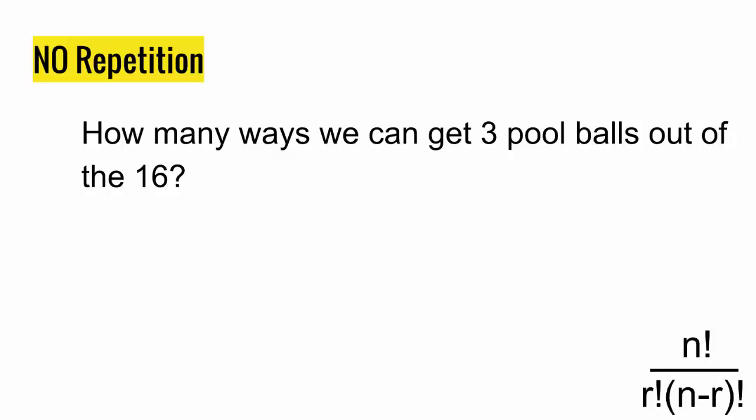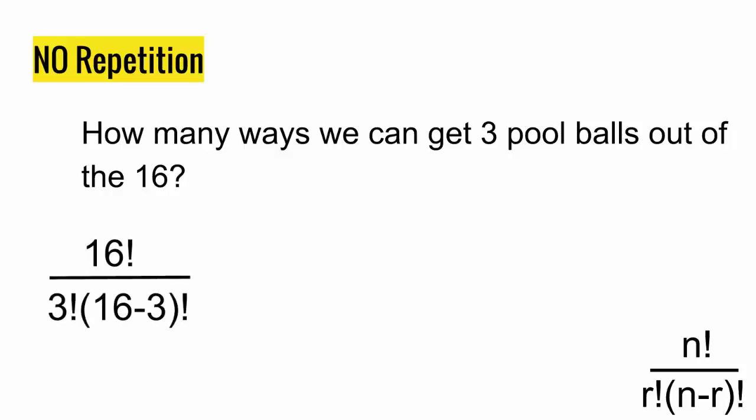So our n here is 16 and our r here is 3. So basically we get 16 factorial over 3 factorial times 16 minus 3 factorial. And this is 16 factorial over 3 factorial times 13 factorial, which is 560. You can do the math yourself, but it is 560. So we can get 560 different ways of getting 3 pool balls out of the 16 balls, where the arrangement of the balls does not matter. So as you can see, we didn't have any repetition. That's why we use this rule, which is n factorial over r factorial times n minus r factorial.